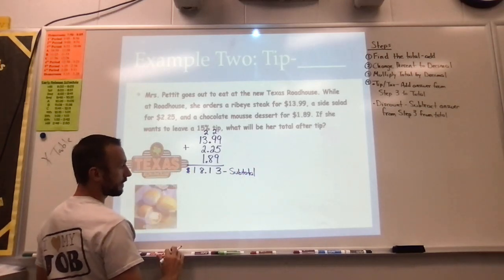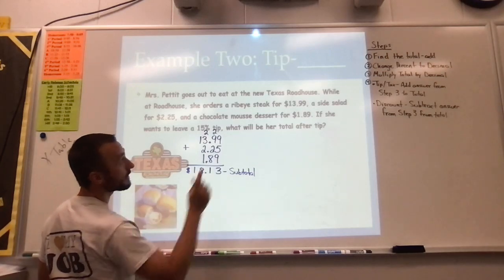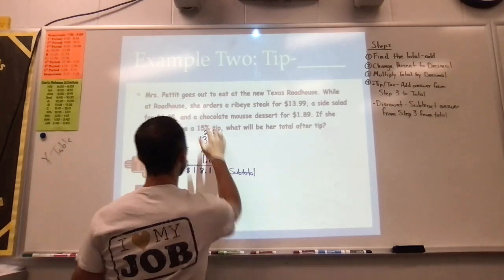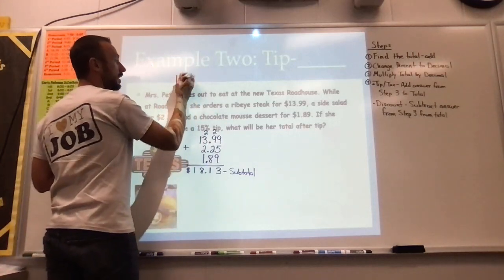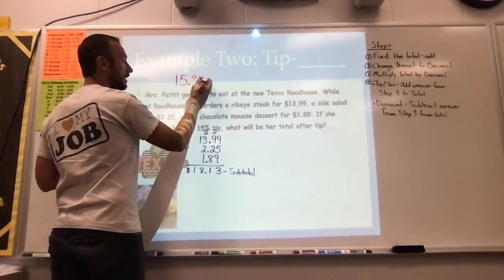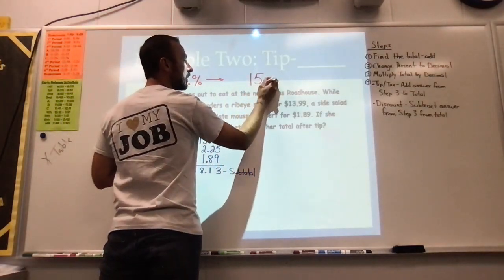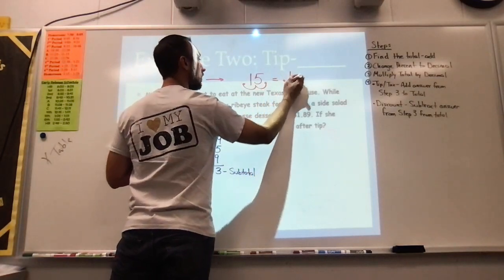is $18.13. Now we have to apply the percent, and it says change percent to decimal. So I'm looking at her percent, which is 15%. And to change that to a decimal, I take the decimal and I move it 2 places to the left. So that is the same as 0.15.